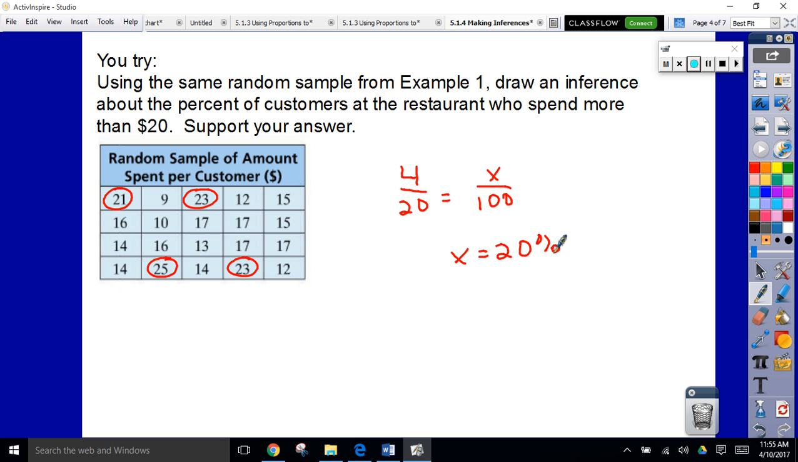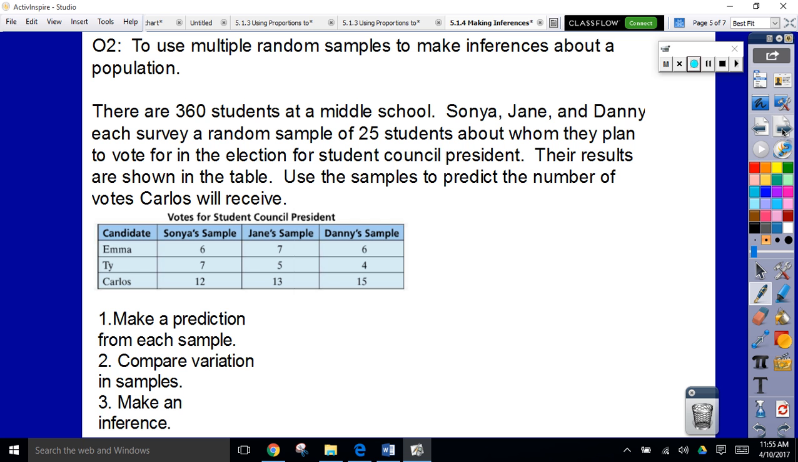Okay, the next part can be a little confusing until you kind of master the steps. And that's why I gave you 3 steps. We're making a prediction for each sample, comparing variation, and then making an inference. Let's look at our situation.